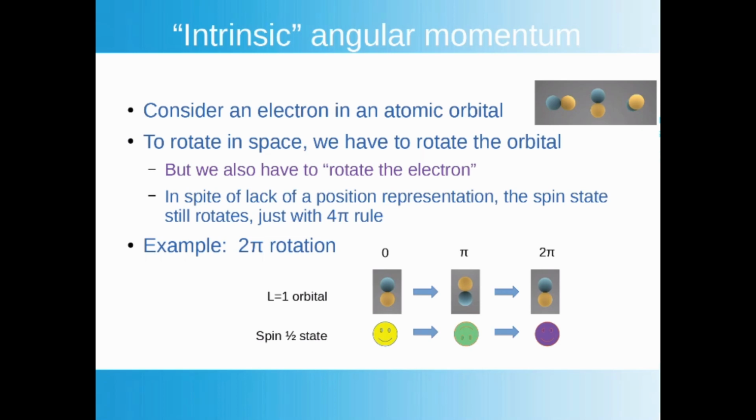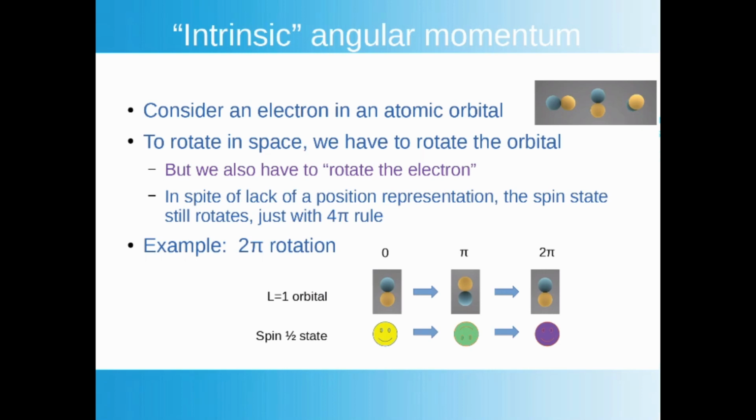Okay? So, if you do your 2 pi rotation, if your electron is in an L equals 1 orbital, this is what that looks like. You do the pi rotation and you get it turned over, and in 2 pi you go back. But the spin 1/2 state, when you go through 2 pi, you'll actually end up with a minus sign. Okay? And that is in spite of the fact, as I said, that there is no actual position representation of this electron spin. Okay? These slides will actually be on Canvas, by the way, if you want to look at them more. Right.